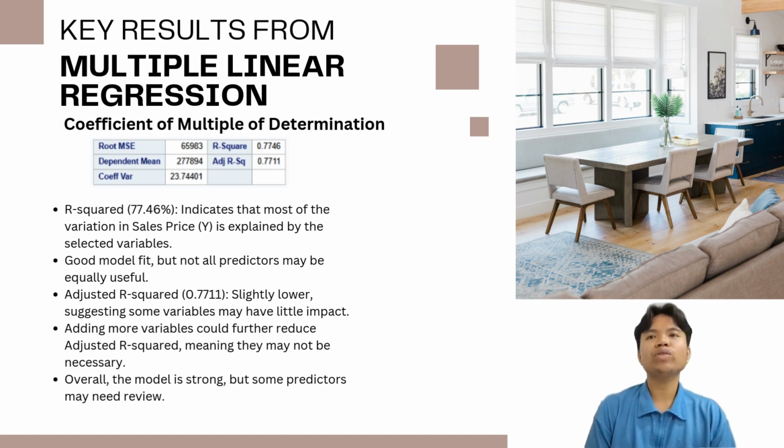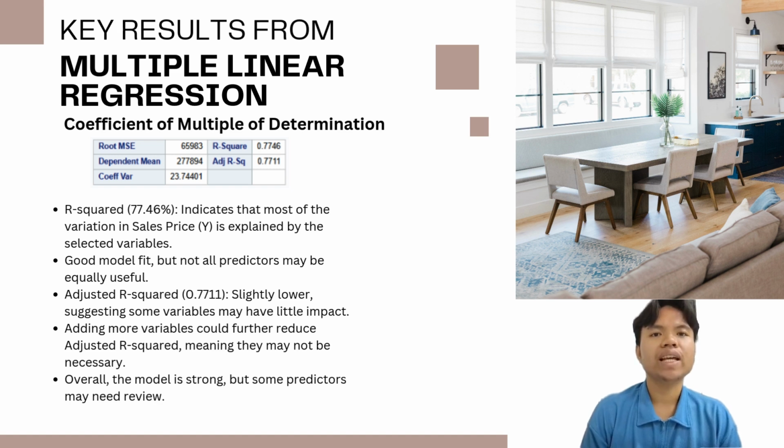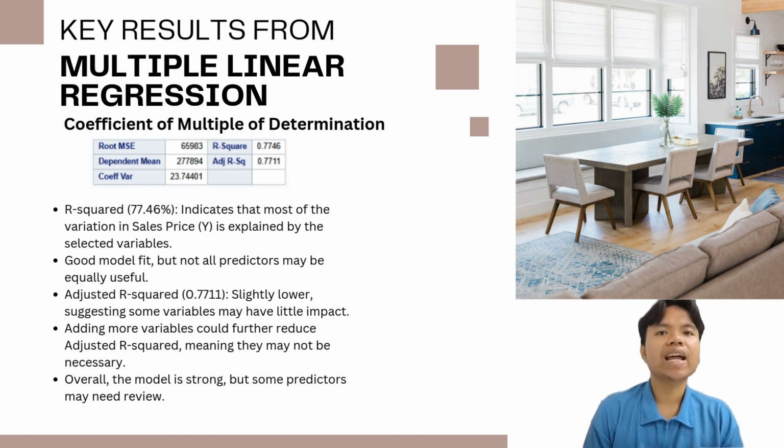On the next slide, I'm going to talk about the coefficient of multiple determination. As you can see, the R-squared value is 77.46%, indicating that the total variation in sales price is explained by our chosen independent variables. This is generally a good sign, but it doesn't necessarily mean all predictors are equally useful. The adjusted R-squared is 0.7111, which is slightly lower. This drop suggests that some variables may have minimal impact on the model's predictive power. In other words, adding more predictors doesn't always improve the model. In fact, it can reduce its adjusted R-squared.